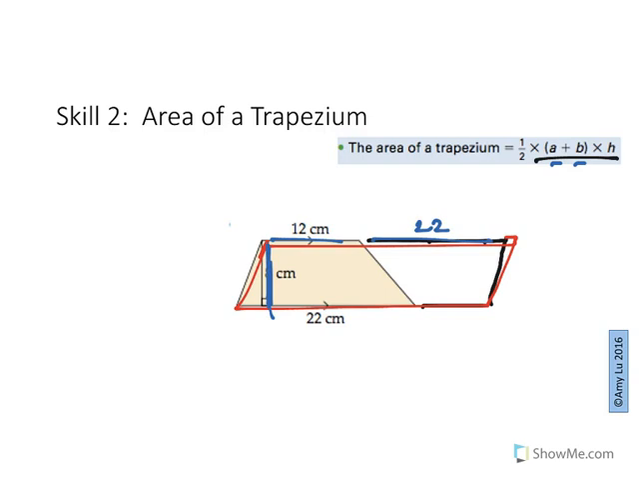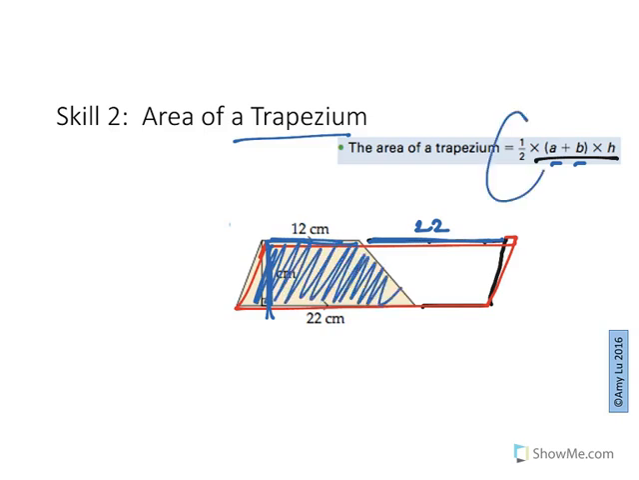So if we were to do 12 plus 22 times the height, we would get our whole parallelogram, right? But since it's a trapezium and we want only half of it, that's why we divide by 2 or multiply by 1/2. That's a little fun fact for you. And that's it.